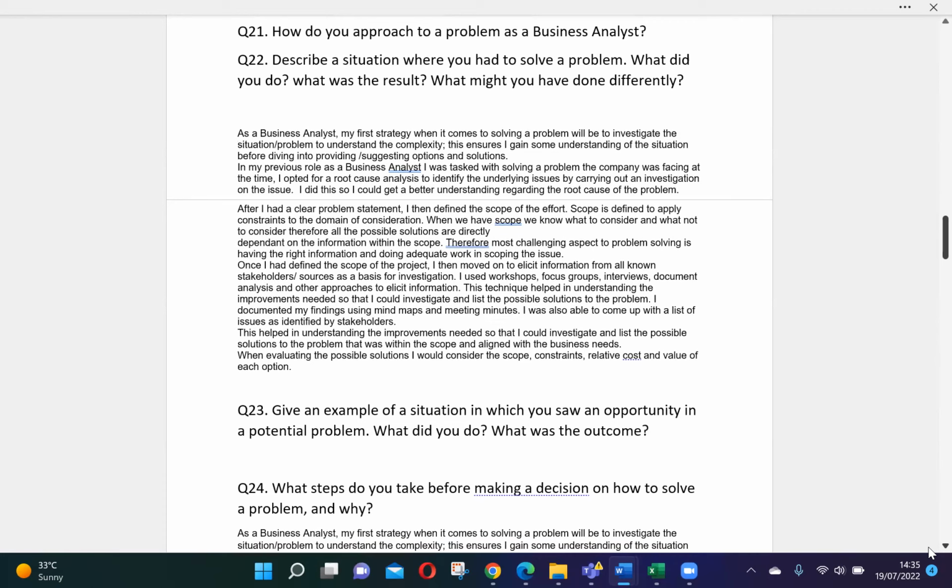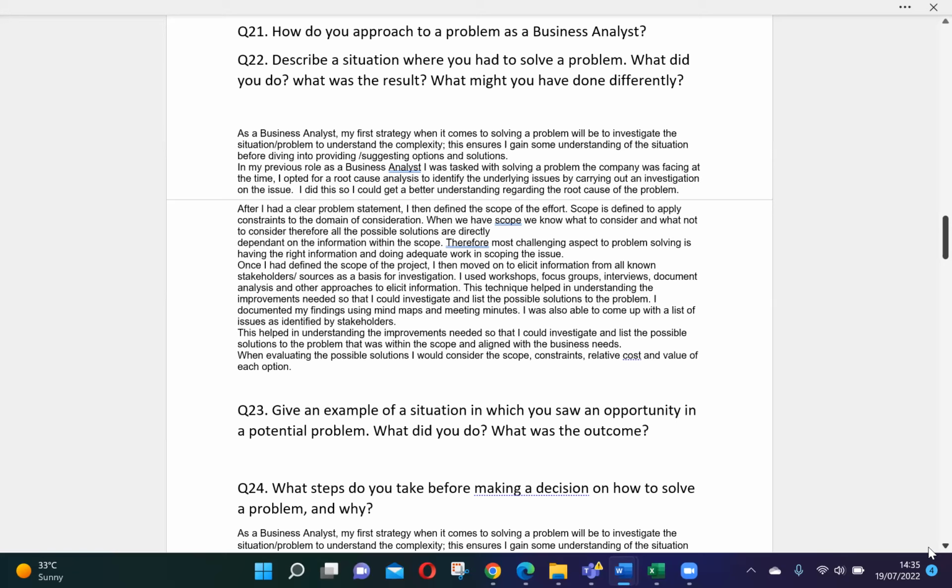The name is 5 Why. That doesn't mean you have to ask the question only 5 times. It's just a name, so you can say that using the 5 Why technique, I'll do the root cause analysis. I'll ask the question starting with why 5 times, and I'll try to go in depth and find the root cause. That is the root cause analysis, why the problem is occurring. I'll try to find that first.